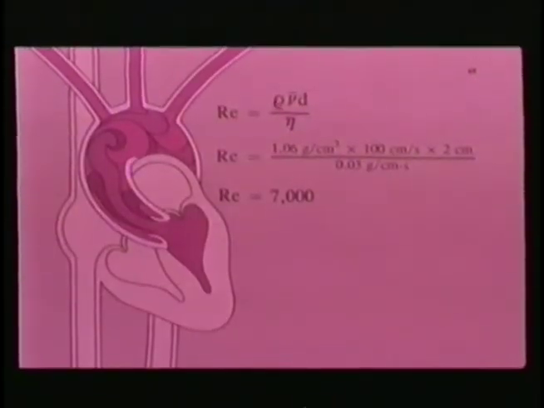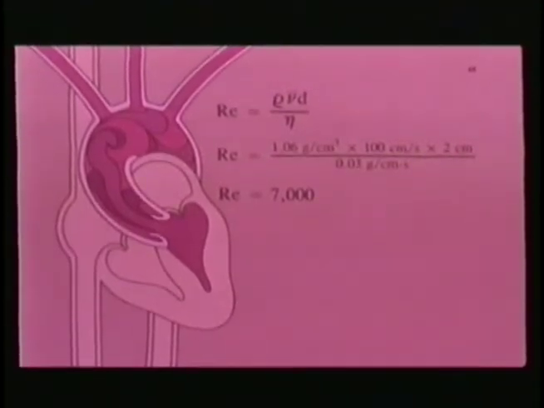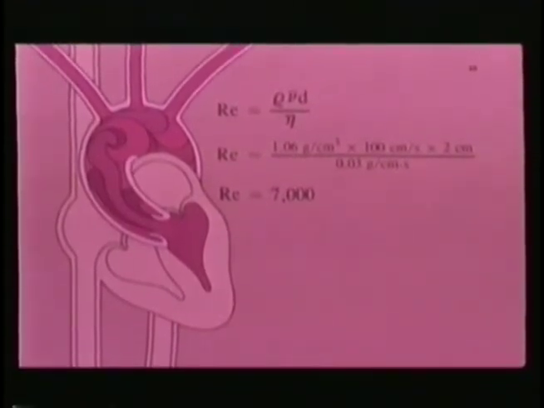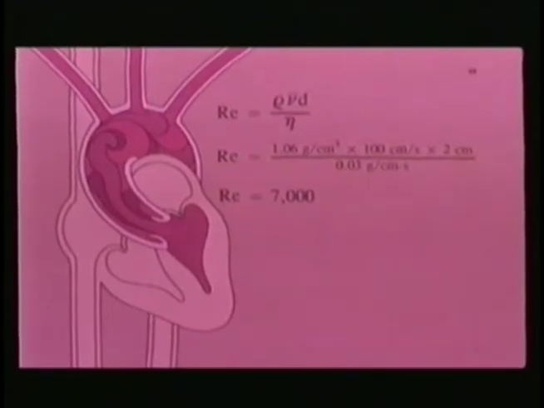For example, the density of blood is approximately 1.06 grams per centimeter cubed, and blood viscosity is approximately 0.03 poise, or grams per centimeter second. At the root of the aorta, the mean linear velocity may reach 100 centimeters per second or higher during systole, and the diameter is approximately 2 centimeters. Therefore, the Reynolds number may reach 7,000 in the root of the aorta during systole, far in excess of the critical level. Some turbulence has also been observed in the aorta.